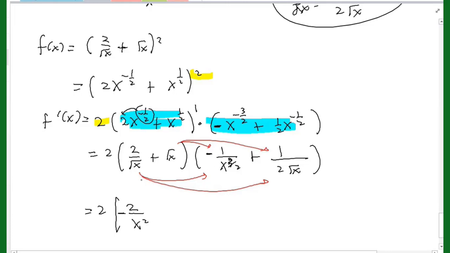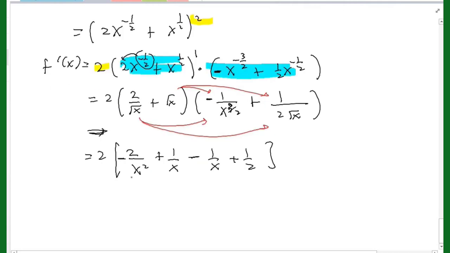This one, this to this cancel, plus 1 over x cancel, square root of x times square root of x, settle. This one to this minus. So cancel 1 over x. This one cancel square root of x plus 1 over 2. I skip a few steps here, you can do it. Simplify, this one cancel. We have negative 2 over x squared plus 1 over 2.